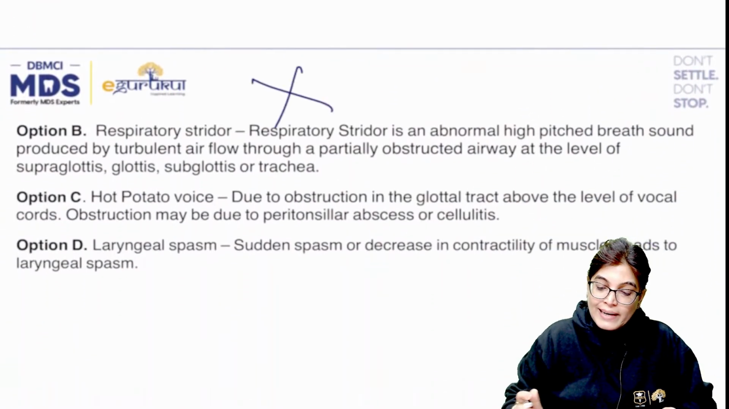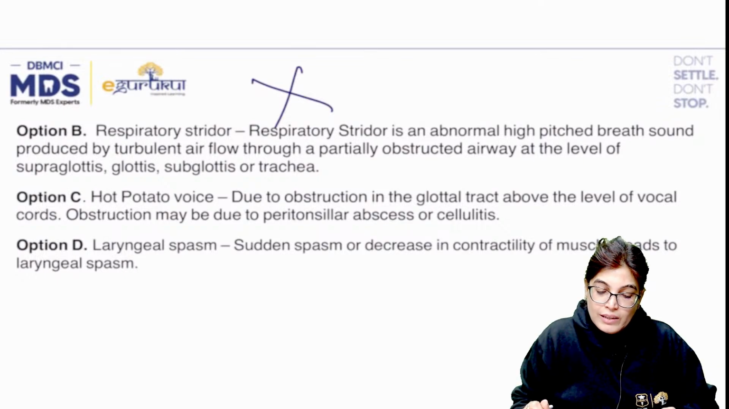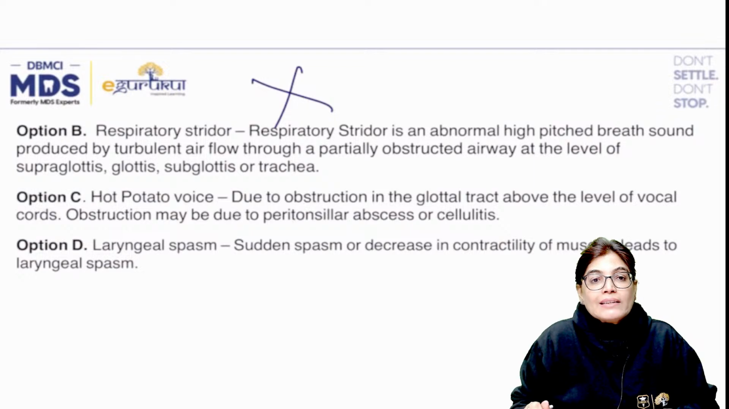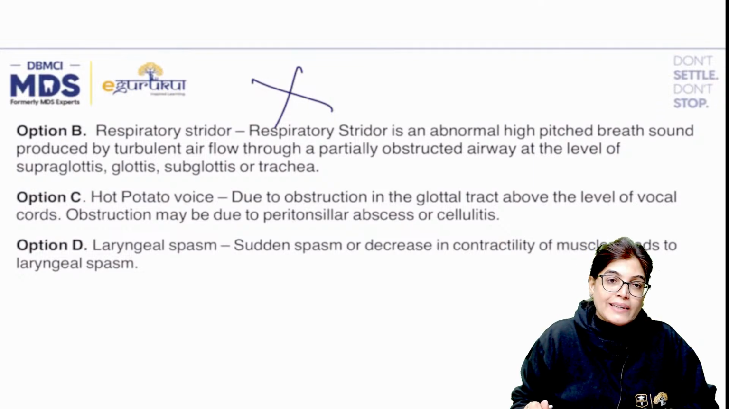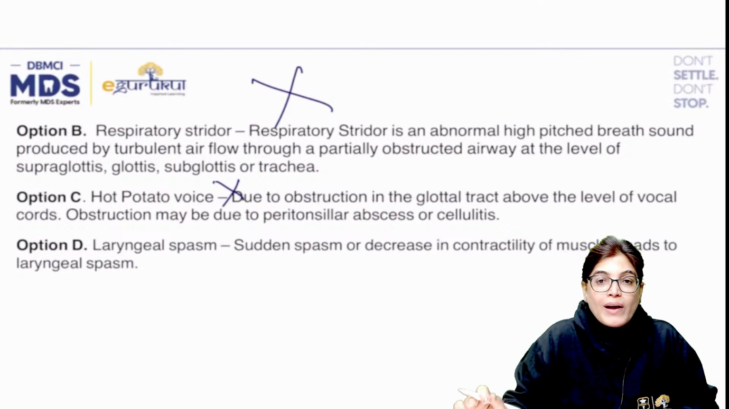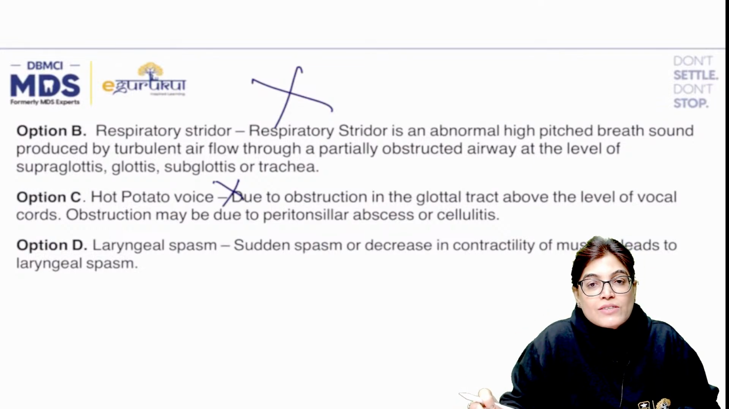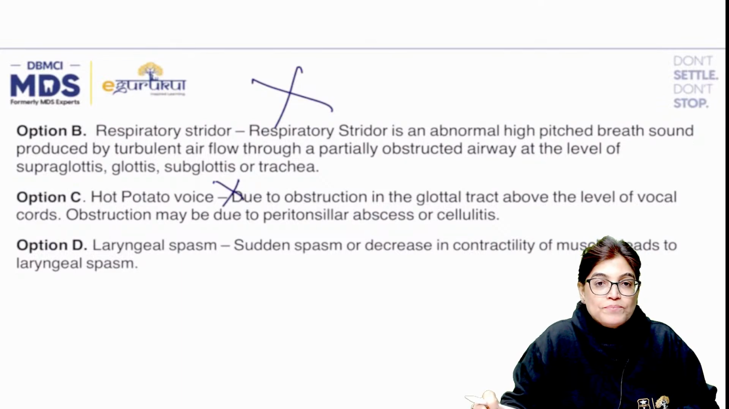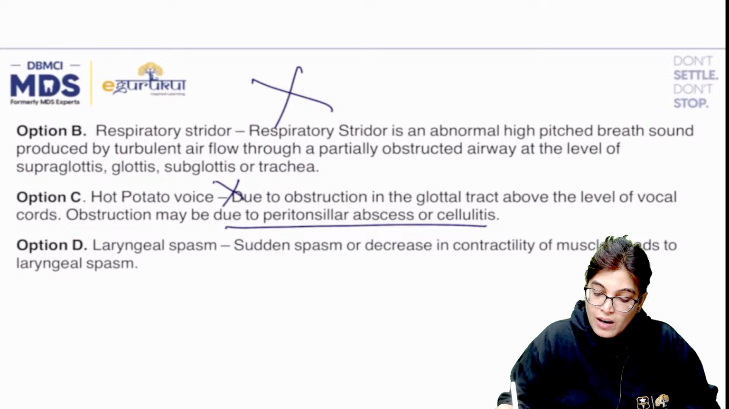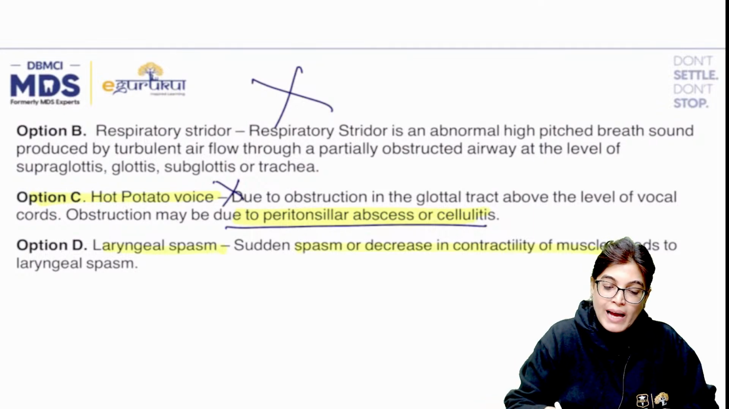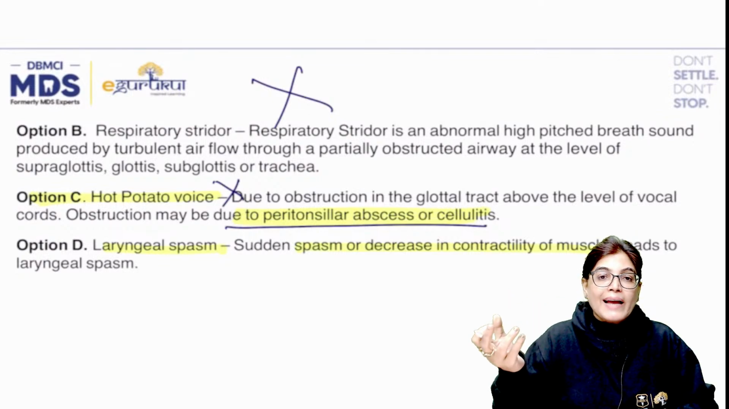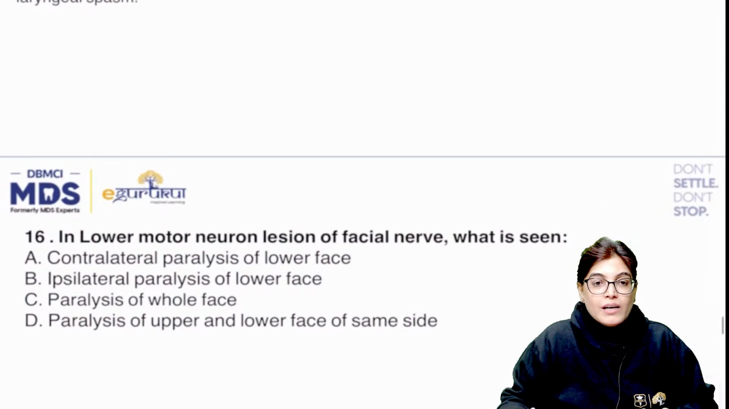Respiratory stridor is not the right answer because in respiratory stridor there will be a high pitched breath sound produced by turbulent airflow and partial blocking at the level of the glottic, subglottic and supraglottic trachea. Hot potato voice is seen when there is obstruction in the glottic area above the vocal cord. Generally cellulitis and peritonsillar abscess are the reason for formation of hot potato voice. Laryngeal spasm is a sudden spasm and decreased contractibility of the laryngeal muscle. Moving to next question.